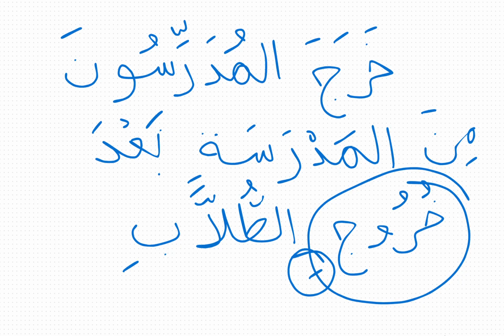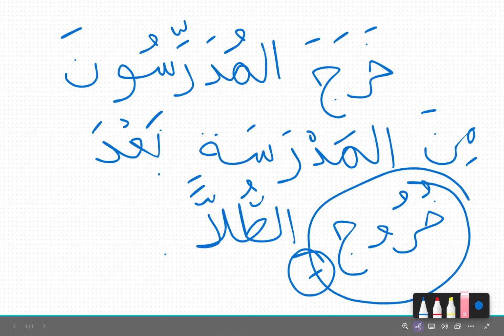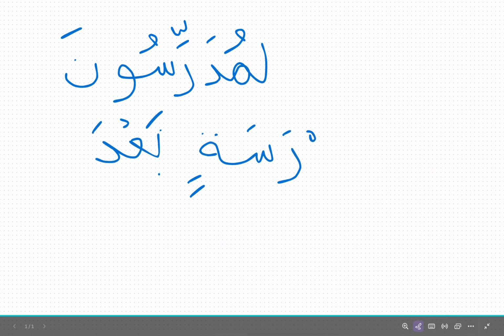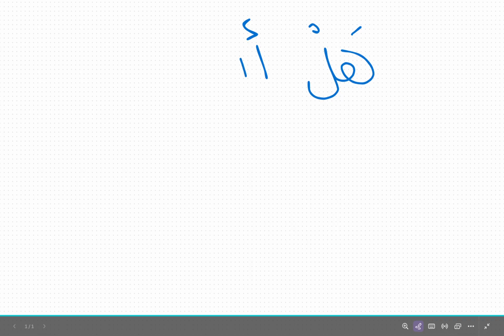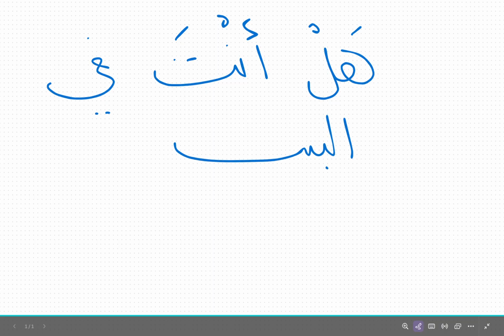Now we've got one more left, which is the ism fa'il, inshallah, and then we're going to wrap this up. So the ism fa'il, as we said, is kharij. So we're going to use this in response to a question, because I want to use this in a way that people generally use this language. So for example, somebody asks you, هل أنت في البيت.